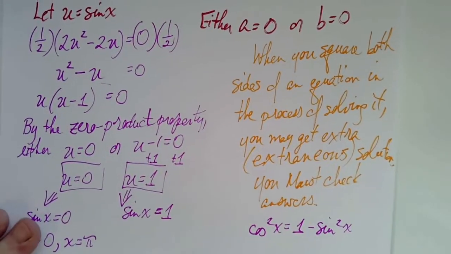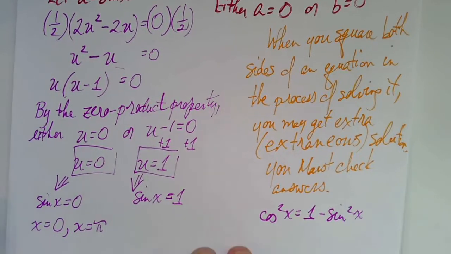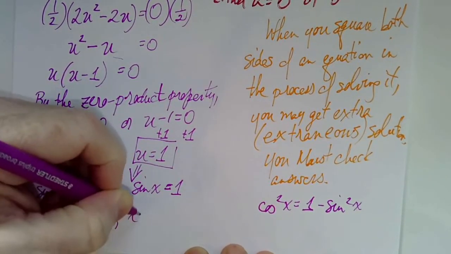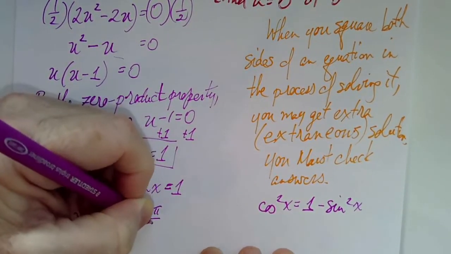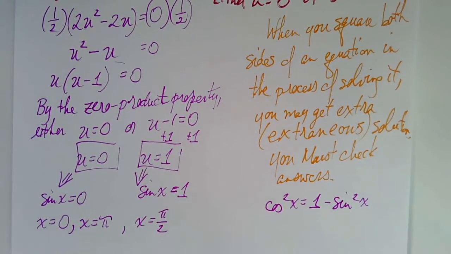Now what about 1? What value of x has a sine x of 1? Exactly right, the top of the unit circle. So here, x is equal to pi over 2. But remember I said we have to check.